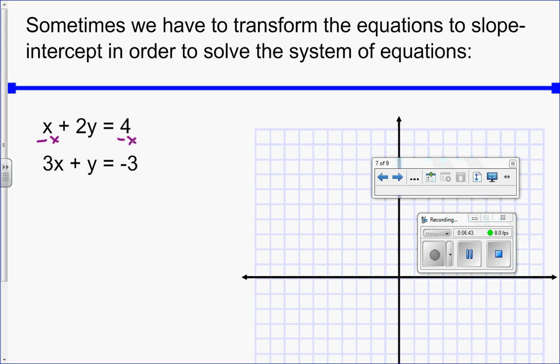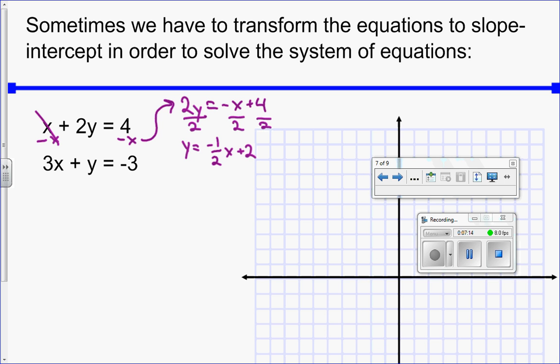So I'm going to subtract x from both sides. To give myself room, I'm going to move it over here. So then I'm left with 2y on the left side, because I subtracted off the x's, equals negative x plus 4. I'm going to divide everything by 2. And I get y equals negative 1/2 x plus 2. So that's one of my equations.